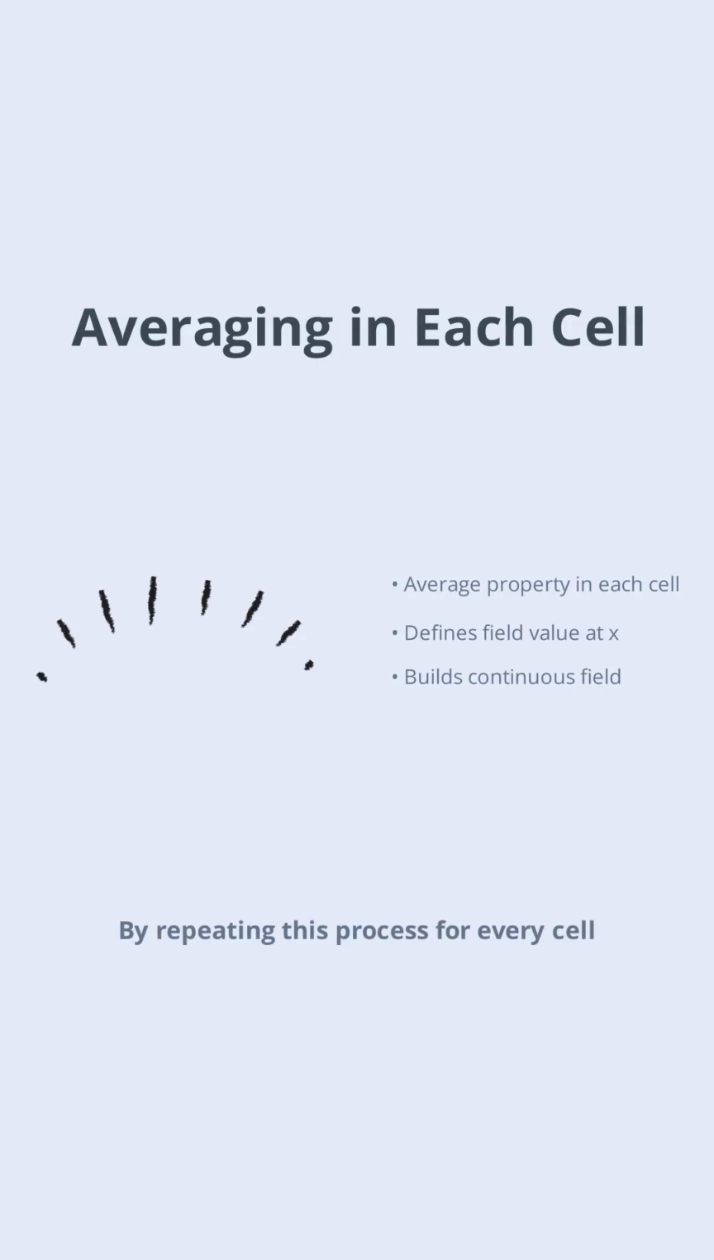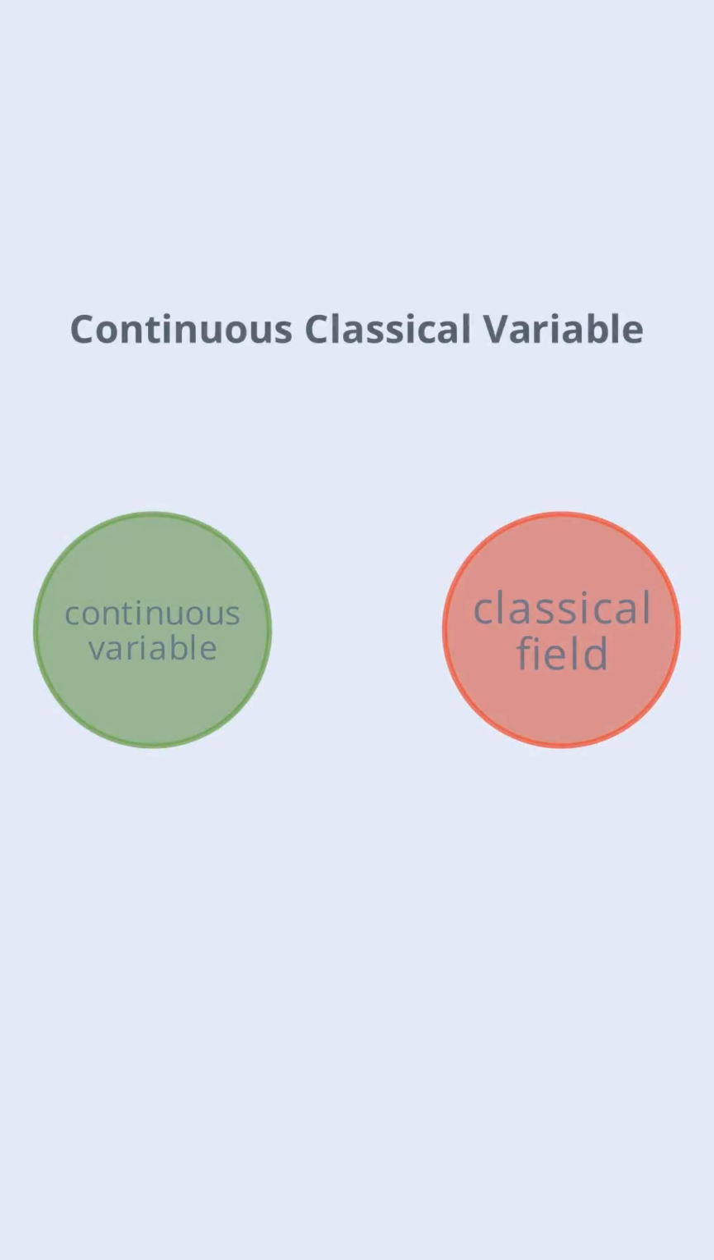By repeating this process for every cell, we build up a continuous field that describes the system's behavior across space. This method transforms a complex, particle-based system into a smooth, manageable field. After coarse graining, the order parameter field can be treated as a continuous classical variable. This means we no longer track individual particles, but instead focus on how the field changes smoothly across space.